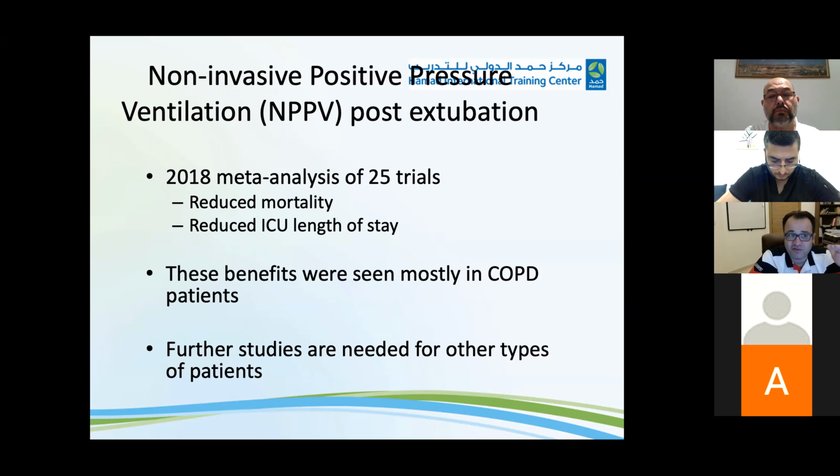And if they fail non-invasive ventilation after extubation, don't keep wasting your time with non-invasive ventilation. If they are failing on it, re-intubate them again.